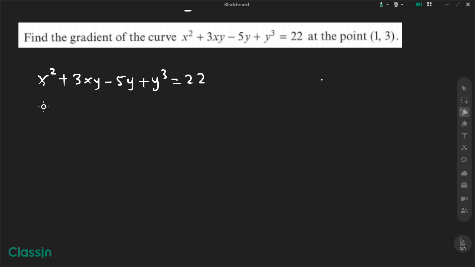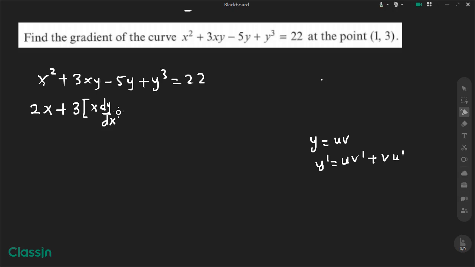If we differentiate x squared with respect to x, we have 2x. Then xy needs the product rule. Remember, the product rule says if y is u times v, then dy/dx is: you take one and differentiate the other, plus you take the other and differentiate the first one. So in this case, we take x and differentiate y. Remember, y is an implicit function, so whenever we differentiate y, we multiply by dy/dx.